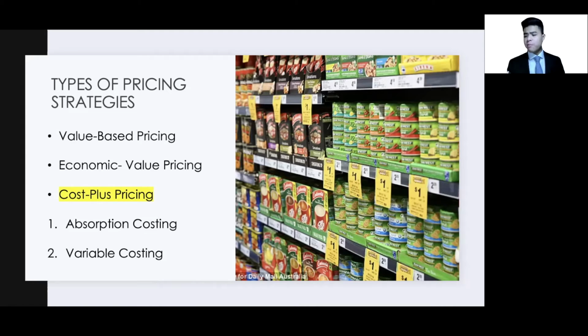It is a very straightforward method for setting prices if there isn't time and resources for market analysis. The formula is price equals cost plus the markup percentage multiplied by the cost. Absorption costing includes variable costs as well as fixed costs. Variable costing only considers variable costs.